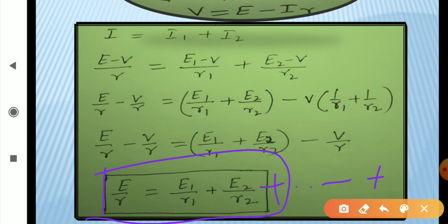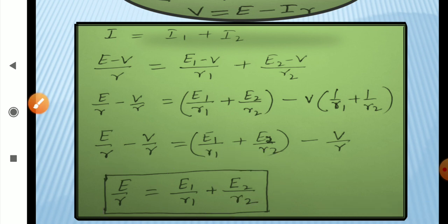Now one important point to note here. If one of the cells is connected in opposite direction, then in place of this positive sign, supposing E2 is connected in opposite direction, I can write it as minus E2. Here in this case, both the cells were sending current along the same direction, so they both were positive. But if one of the cells is sending current in opposite direction, then in place of E, we will take minus E. Right?